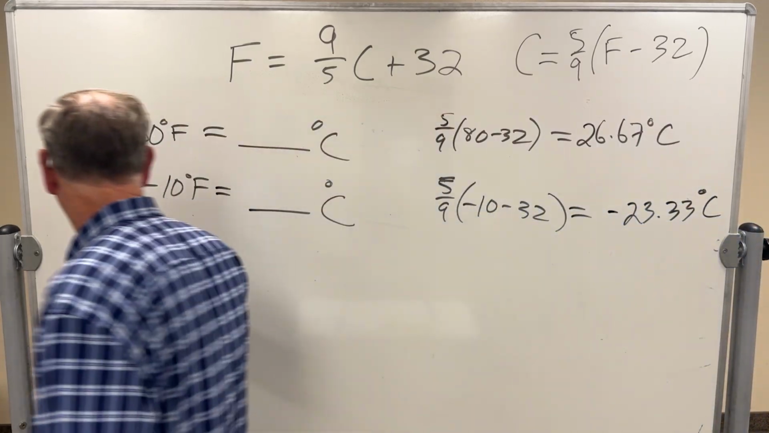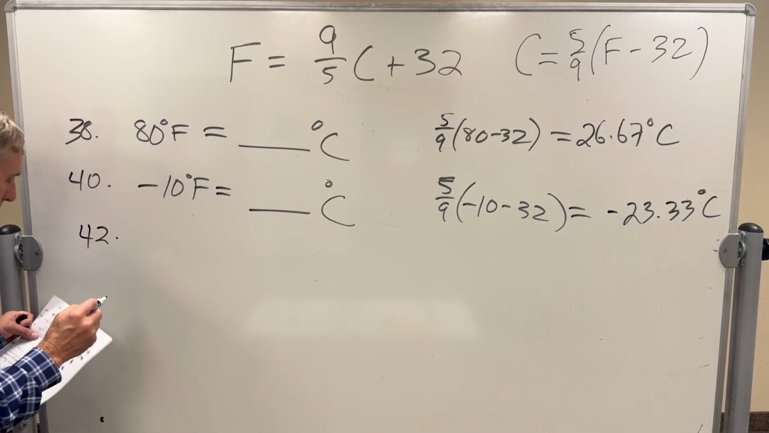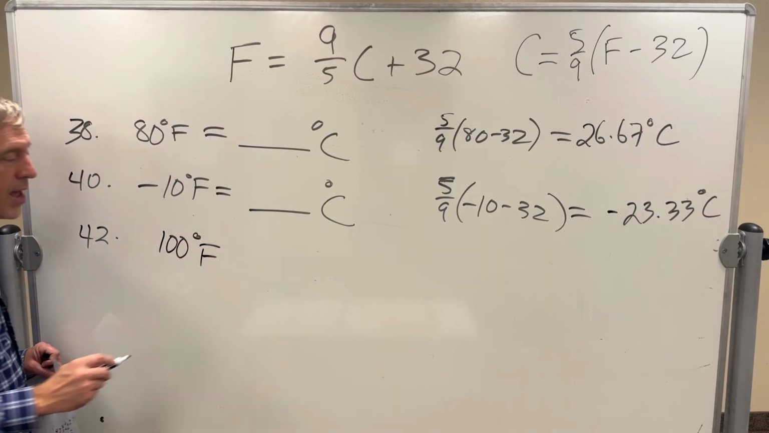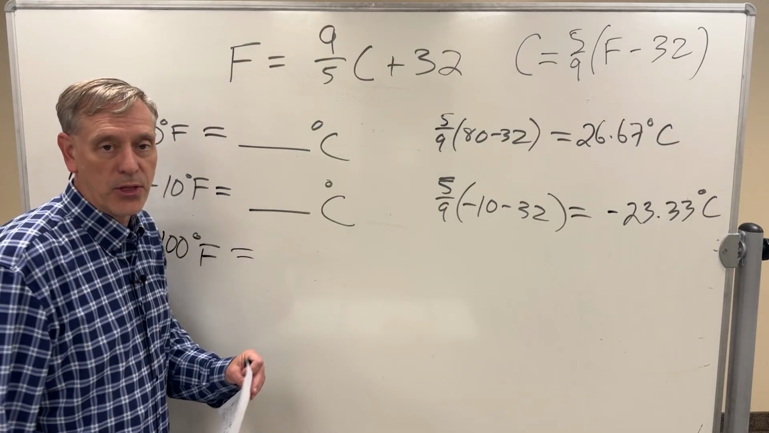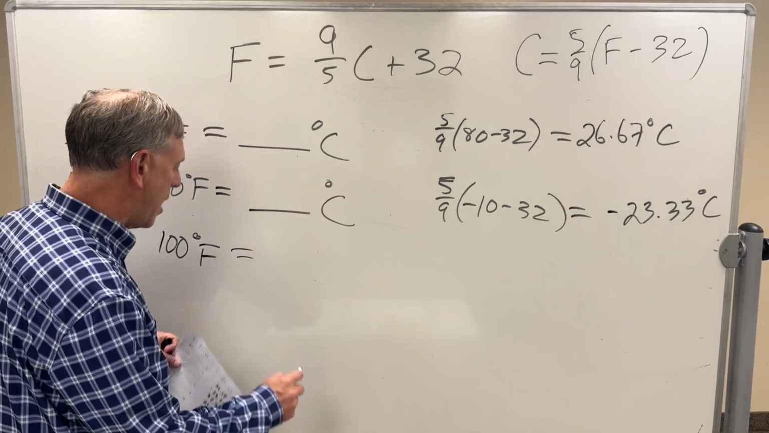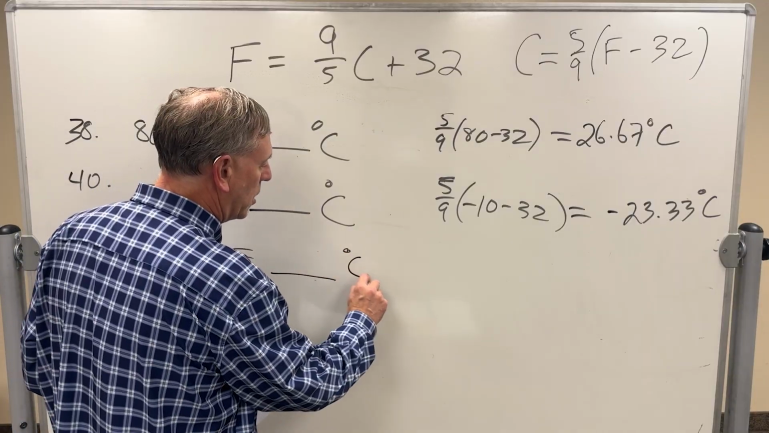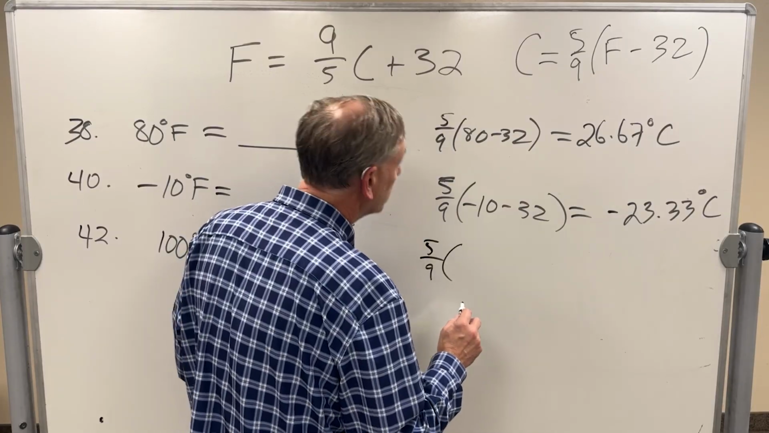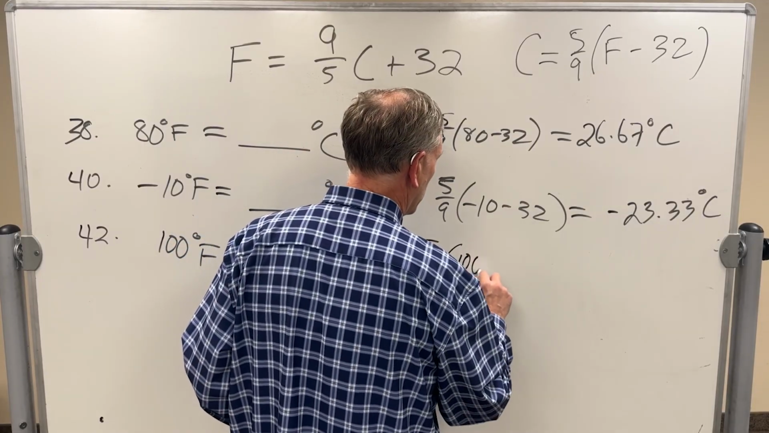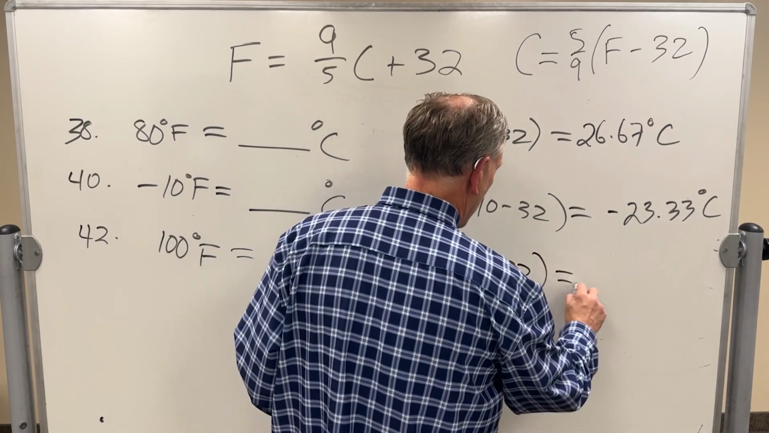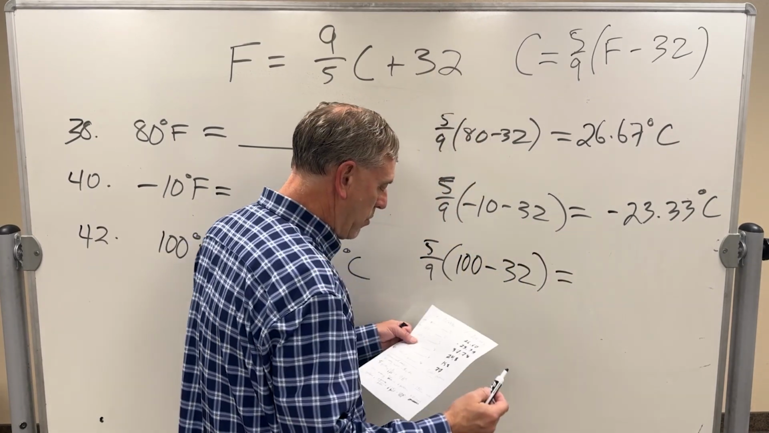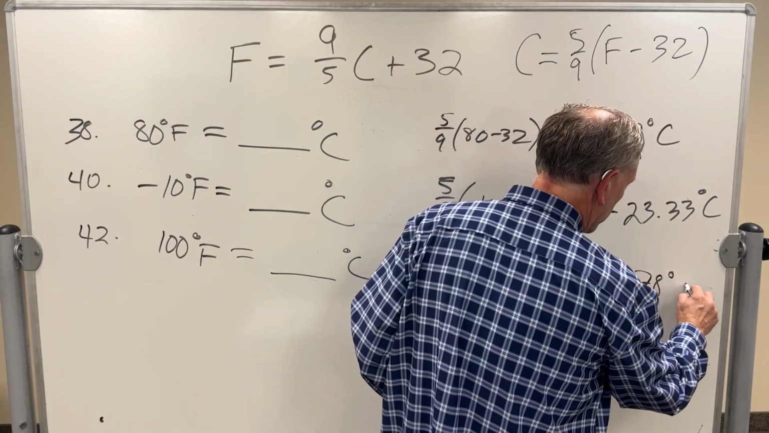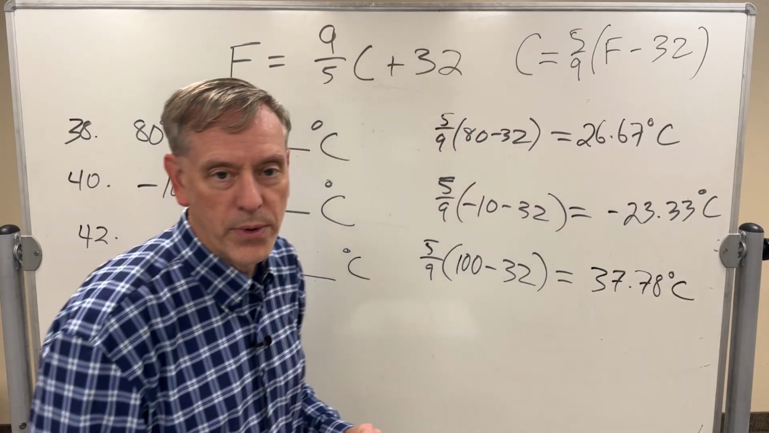All right, number 42, another problem like it. This is 100 degrees Fahrenheit, which, as you know, would be a very warm day in the state of Texas. Not out of the ordinary, but pretty warm for the month of July or August. And we're going to convert again to Celsius. And so we'll do 5 over 9 times 100 minus 32. And so you get 68 times 5 over 9. And this will equal 37.78 degrees Celsius. And so, quite a warm day.